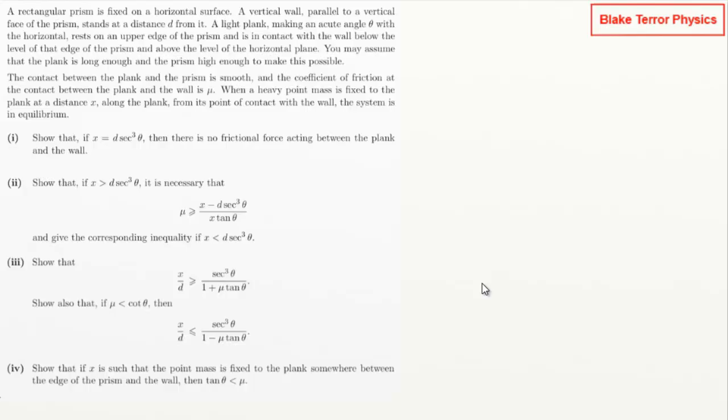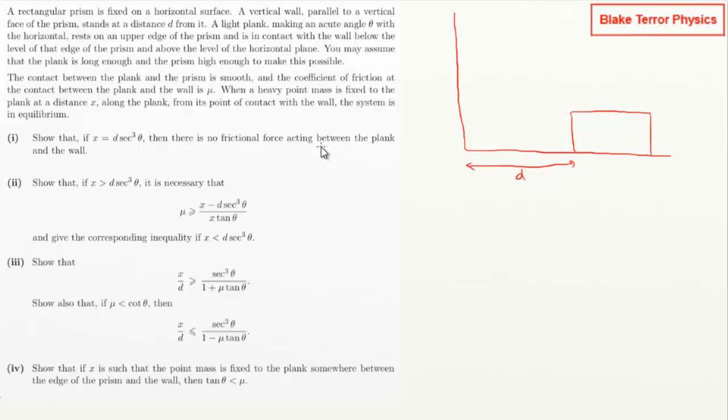A rectangular prism is fixed on a horizontal surface. A vertical wall parallel to a vertical face of the prism stands at a distance d from it. Right, let's start getting this into a picture. So a horizontal surface, and a rectangular prism. I'll just draw that as a block, something like that. And then a vertical wall, parallel to a vertical face of the prism at a distance d. So vertical wall at distance d.